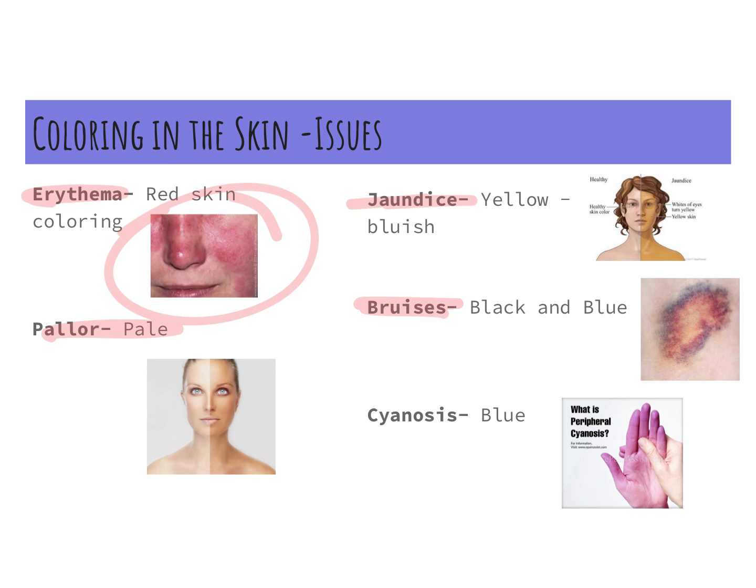I'm sure you've seen bruises before. That's when your skin has a blackish or bluish color to it in a certain spot because of a broken blood vessel. And then cyanosis is when the skin is blue. It usually occurs in fingertips or toes, and that's when there's a lack of oxygen in the blood.